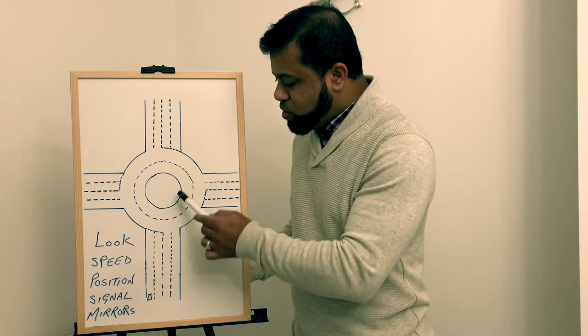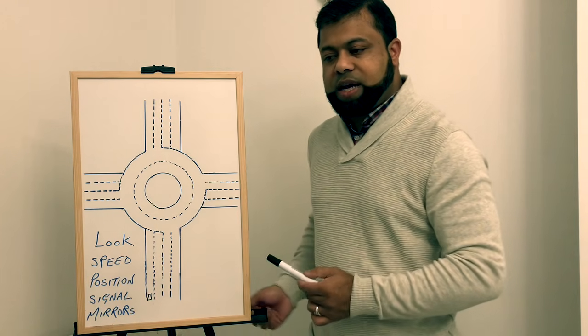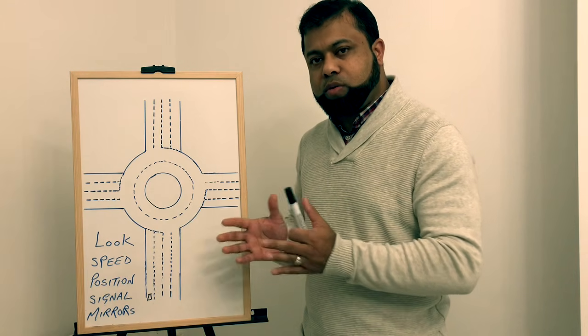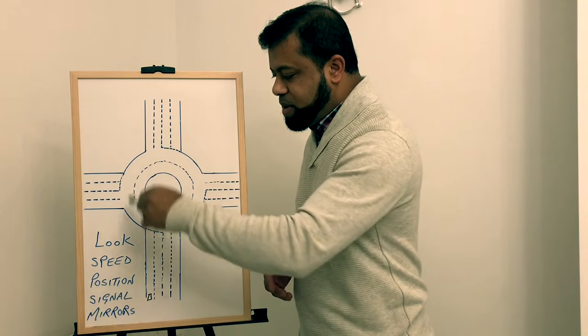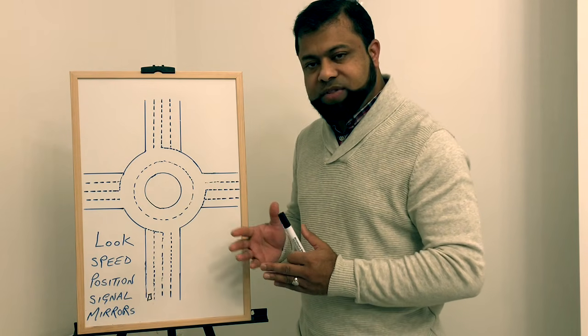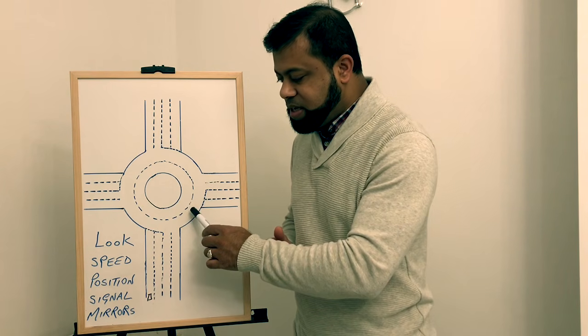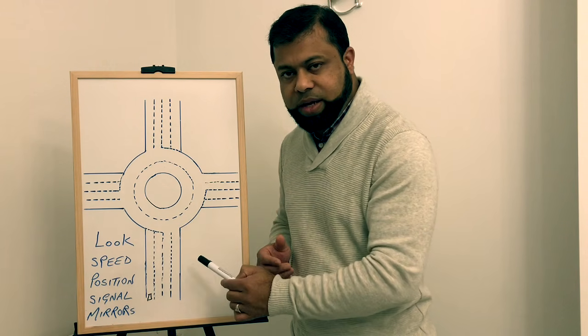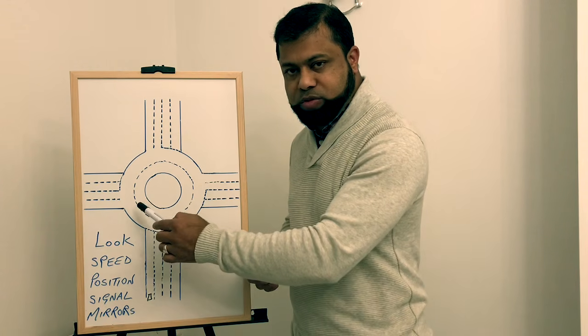Speed will depend who's coming on your right. Now the rule of a roundabout is you always give way on your right, because that's where the cars are coming. You always give way on your right. If there is somebody coming on your right, that's when the speed will depend. If he's coming, you will stop behind the line. If there's no one coming, you will proceed.